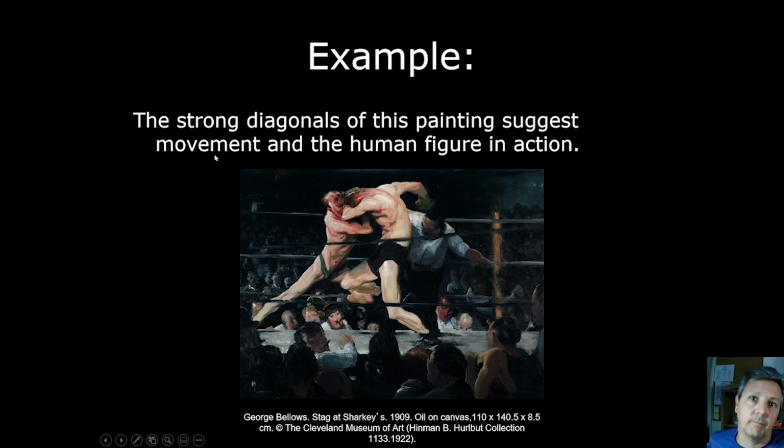Let's start with the diagonals of the bodies. Look at this diagonal. A diagonal. The referee, diagonal. This guy up here, diagonal. All these diagonals imply action, motion. Now we have some horizontals, which would be the ring around the fight, right? The ropes. Horizontals, stability. A place to rest, where boxers rest when they're in the fight. And then, of course, we have some verticals like this beam right here.